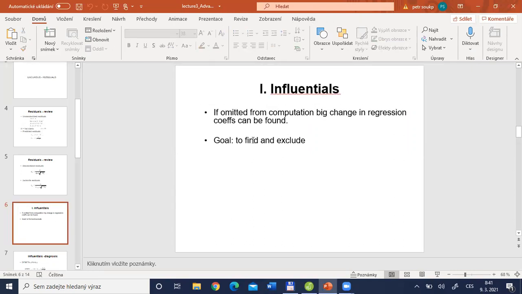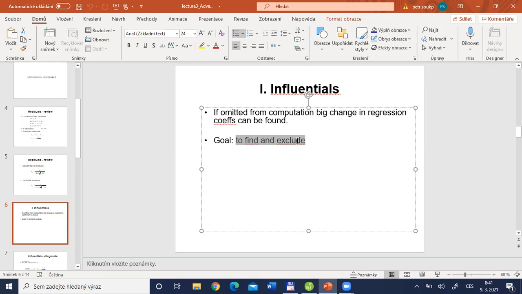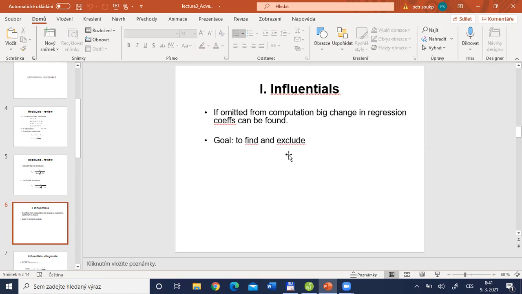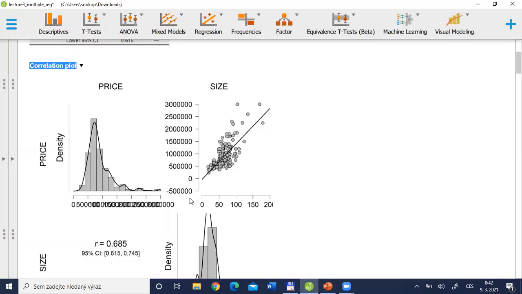And our analytical goal is, before we start computation, to find and exclude these influentials, as we would like our results not influenced by these special cases. There are two possibilities for how we can find influentials. If we are describing only a simple regression model, as we have here, we can use this picture, a scatter plot of the independent and dependent variable.